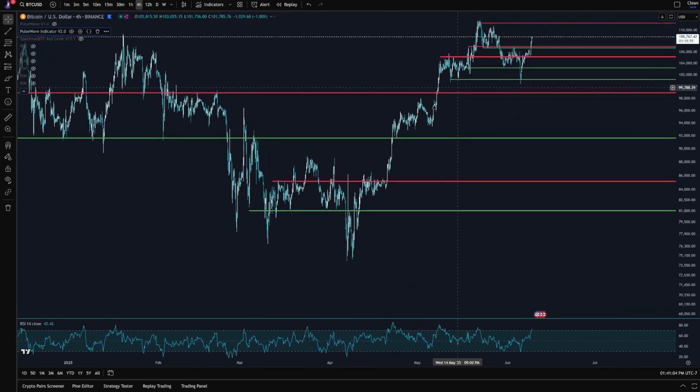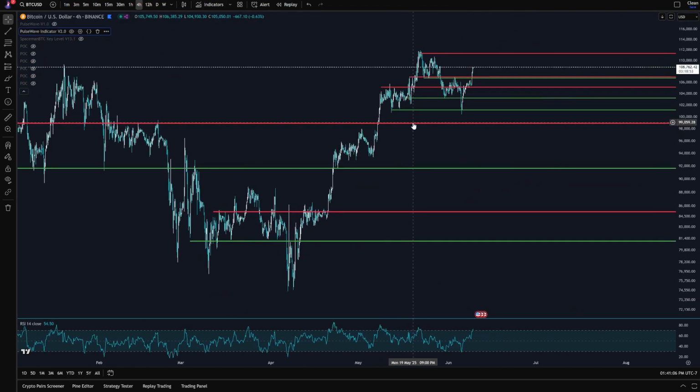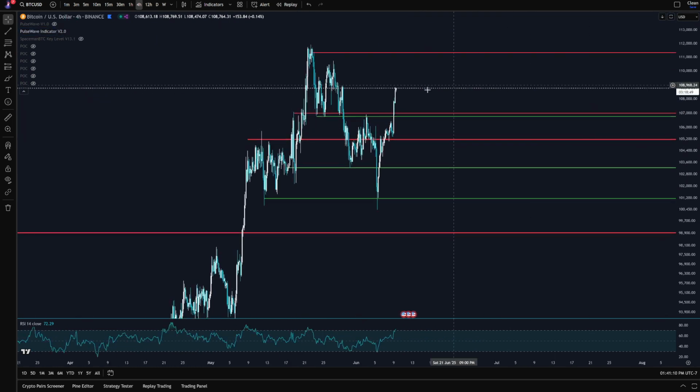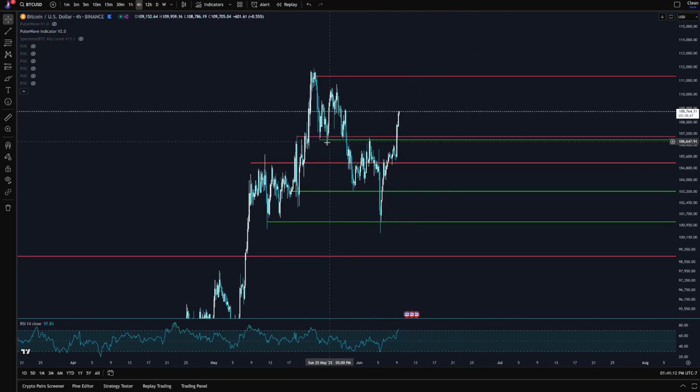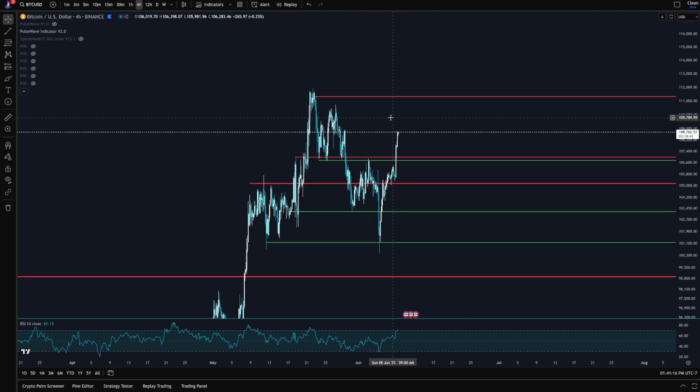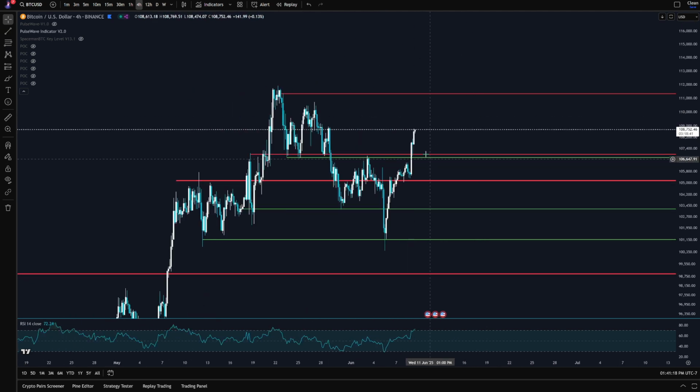They're pretty easy to notice. You'll see that these lines are slightly thicker, right? Just slightly thicker lines are stronger levels. There's really no new thin ones that I've printed here yet. So all these levels you're seeing here are decently strong. And really, what we're trying to do is just identify those areas where we could enter or exit.